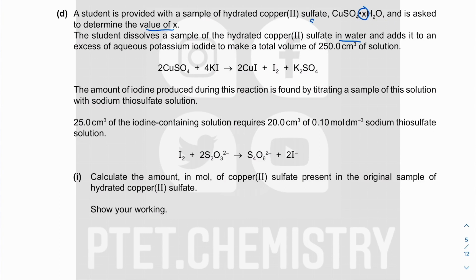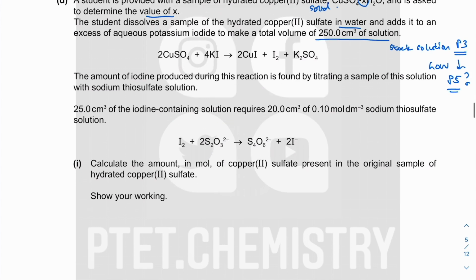This is a solid. You make it up into 250 cm³ of solution. So this is like making a stock solution. This one you have learned in paper 3. Very important. They ask you, how do you do that in paper 5? How do you make a stock solution? So you gotta know how to do that. And then you only use 25 cm³ for titration.